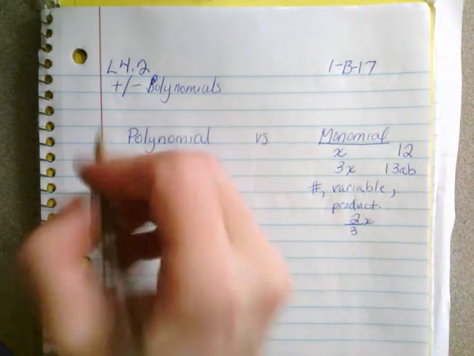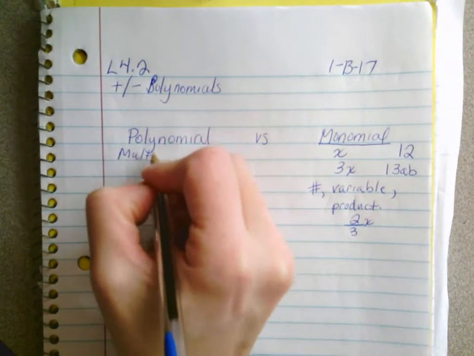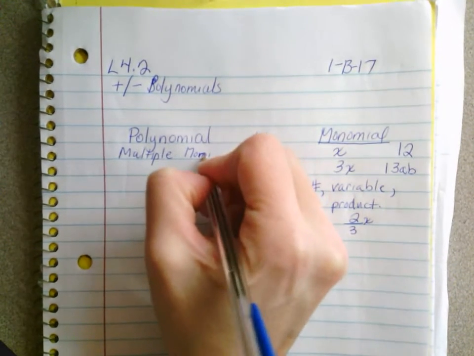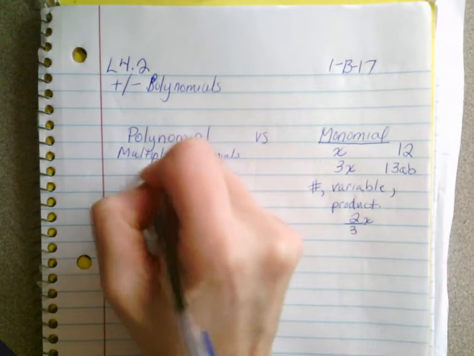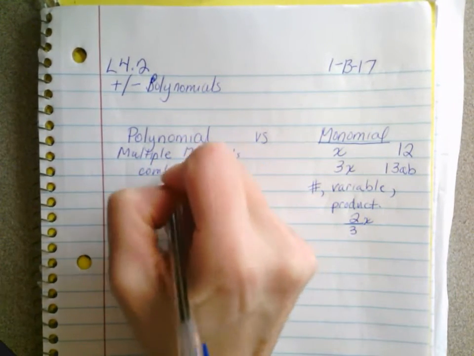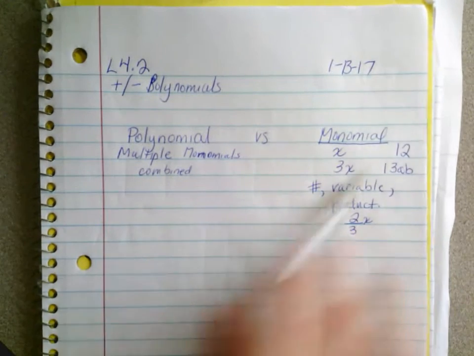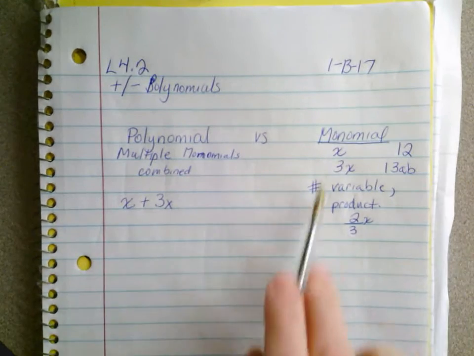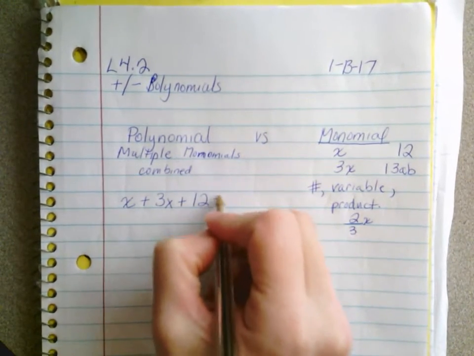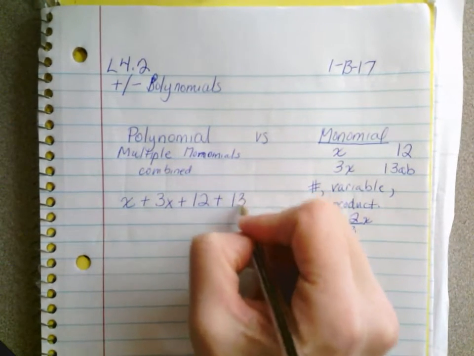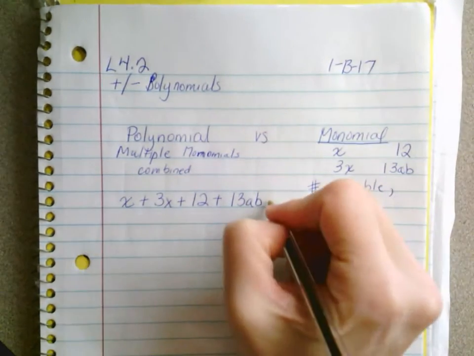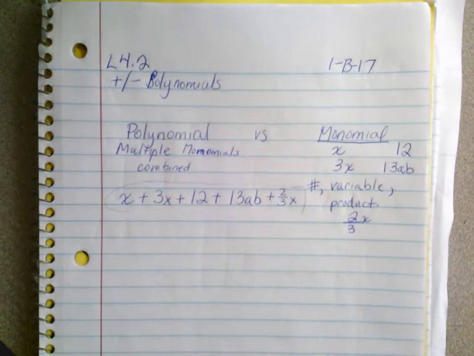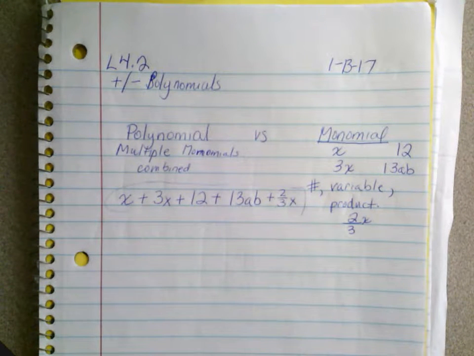And a polynomial is multiple monomials combined. So if I took all of this chaos that I wrote over here, x plus 3x plus 12 plus 13ab plus 2/3 x, this is a polynomial. Okay?